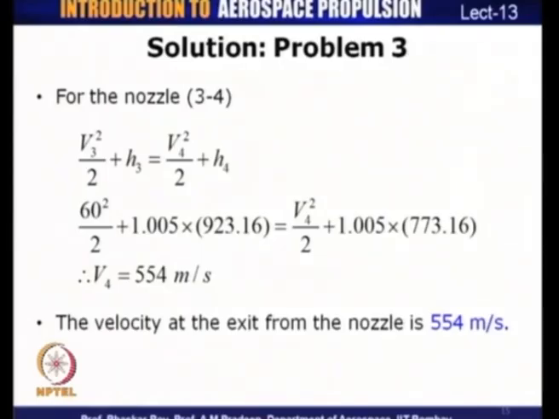So, here we can see that the velocity at the exit of the nozzle is 554 meters per second. You can see that from an inlet velocity of 60 meters per second, it has increased by almost a factor of 10, and it has gone to a velocity of 554 meters per second, which is one of the functions of the nozzle, as I had mentioned earlier, that a nozzle is a component which increases the kinetic energy at the expense of pressure. And so, there is a decrease in pressure and also temperature, and there is an increase in the kinetic energy of the system.